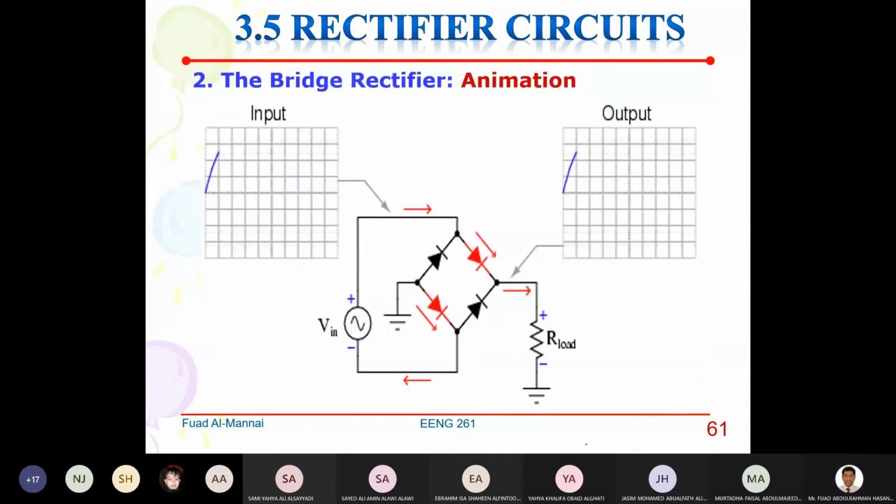Okay. Let's do the animation. You can see this is half cycle. These two are on. See the output? These two are on. The output will be positive. These two will be on. The output will be positive. And the cycle will continue like that. Okay, guys? Any questions? Okay. All right.